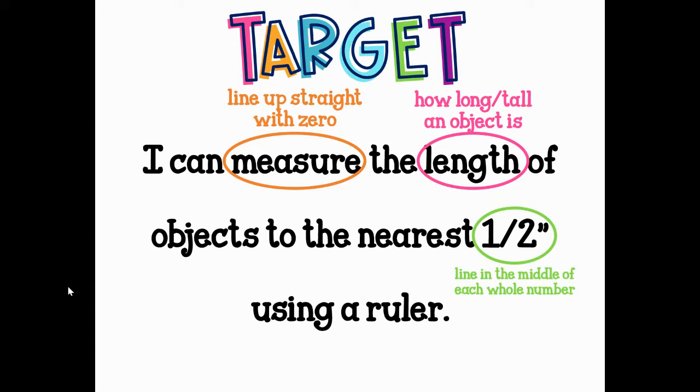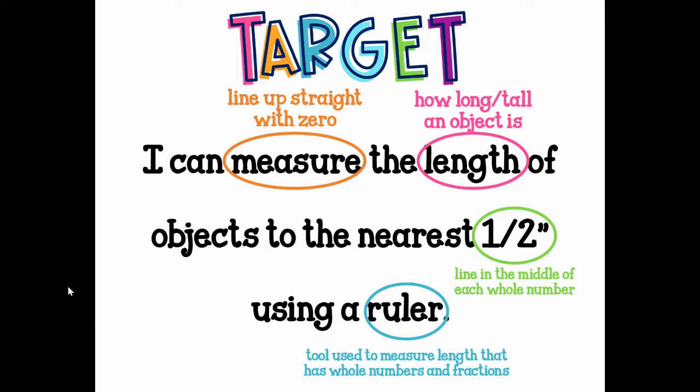When I say the 1/2 inch mark, that is the line that's going to be in the middle of each of our whole numbers on a ruler. And a ruler is the tool that we use to measure the length of an object, and it's going to have whole numbers and fractions written on it.